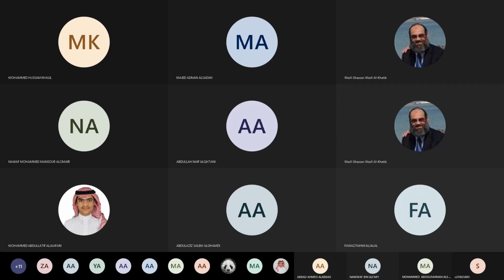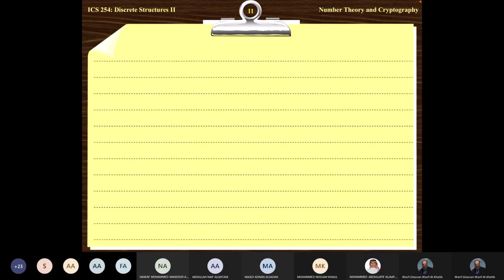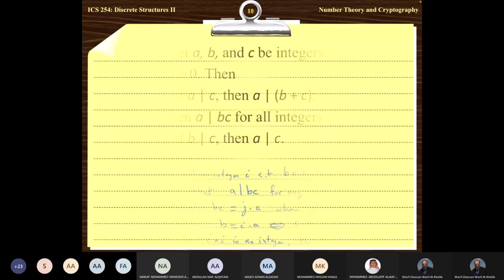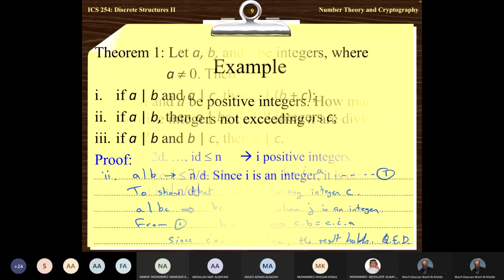Follow directly from the theorem? Let's say if I go backwards and show you the theorem. How does the corollary follow from the theorem?